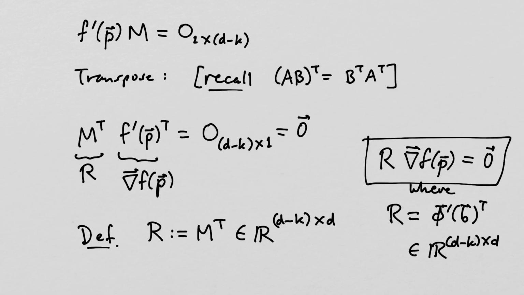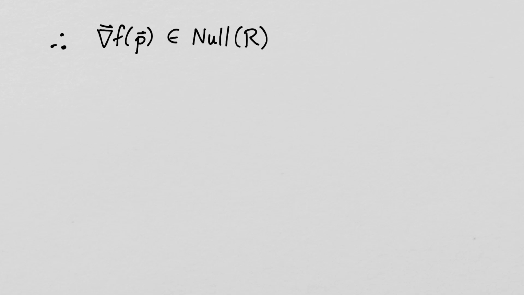Now think what this equation says. This equation says that the gradient of f at the point p is in the null space of R, because R nullifies it. When you left multiply by R, you get the zero vector. So another way to say this conclusion is that the gradient of f at the point p belongs to the null space of the matrix R. Good.